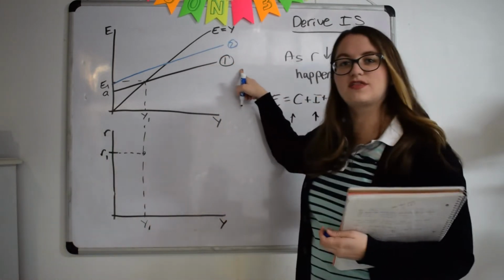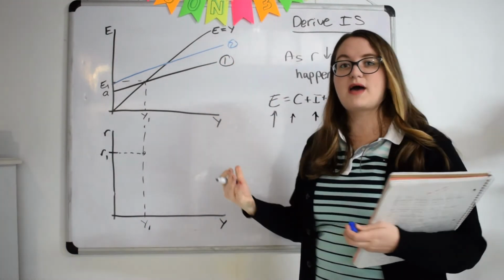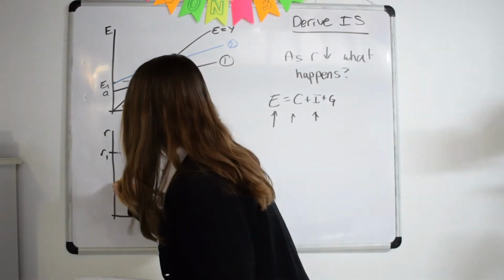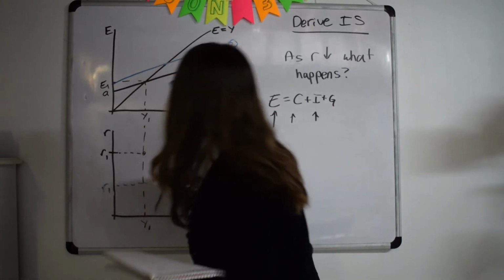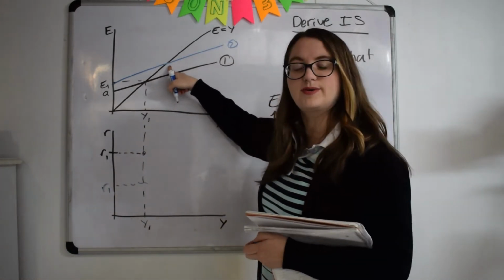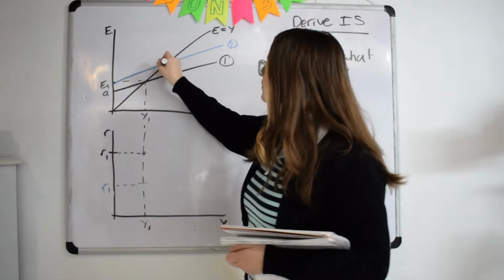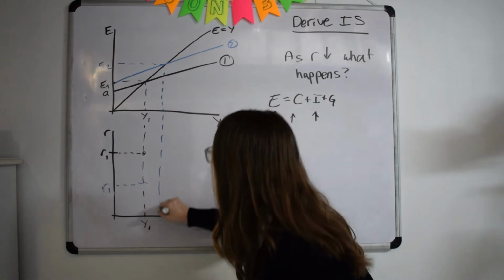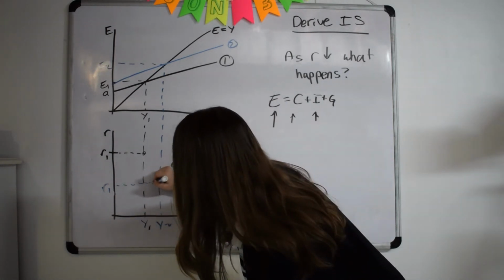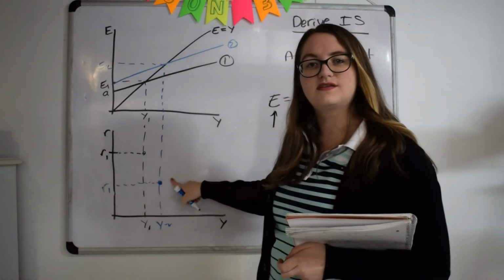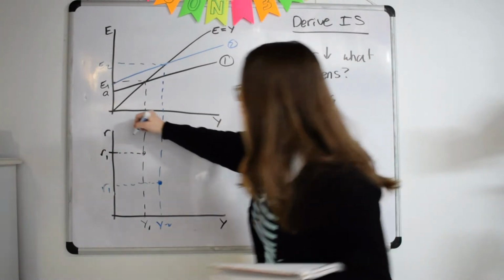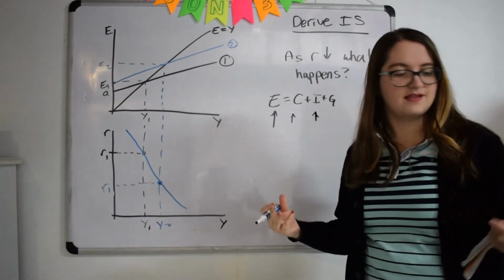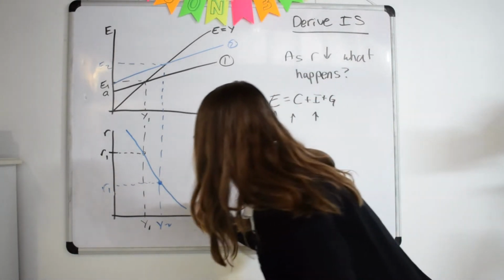Now we're at expenditure line number 2. So let's map this down. We know that interest rates fell, so let's say they fell to about right here, R2. And we know this is our new equilibrium at E2 and Y2. But now we're going to pull the Y all the way down to Y2 and make it the spot where it crosses. So here we know that two dots can make a line. And this is our IS curve.